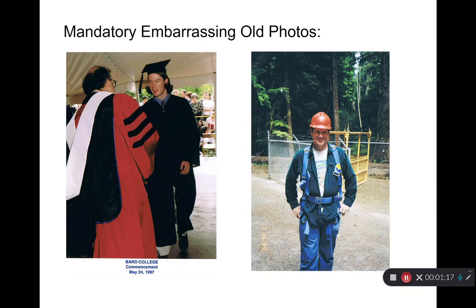All right, so I'm going to start out with some really embarrassing old photos. To give you a little bit of background, I have been working at PCC since 2002, so quite a while now. Before that, I went to Bard College in upstate New York, and got a bachelor's of arts in biology. And then after that, I moved on to Oregon State University and studied forest entomology.